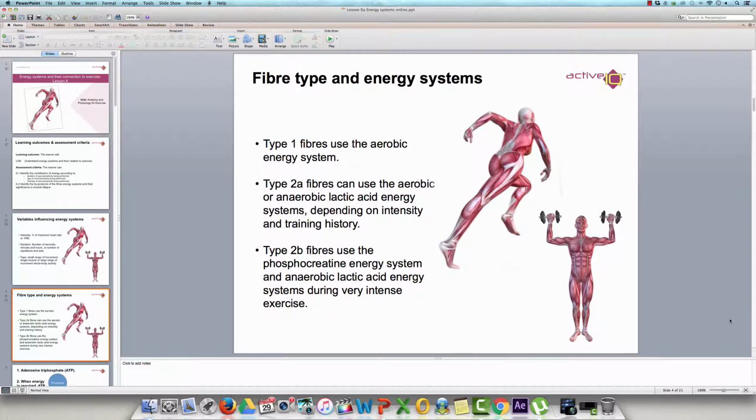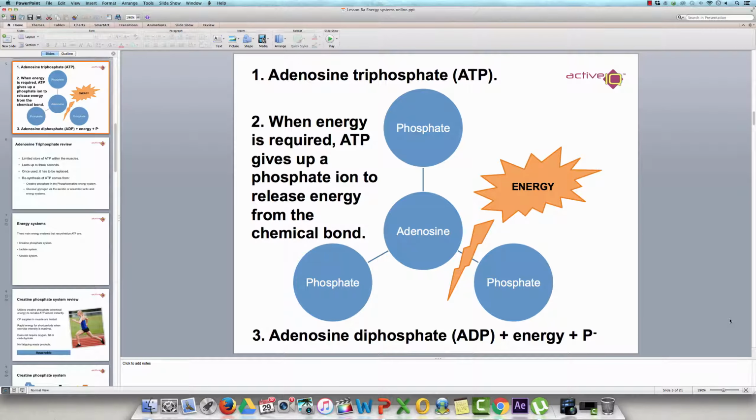So the big thing to take away: type 1 are using the aerobic system. Type 2A can use the aerobic or anaerobic, depending on our training history and what we've done in the past. Type 2B are going to be using phosphocreatine and potentially a little bit of anaerobic lactic as well, but it depends on how hard you're training for that one. So, let's bring this up.